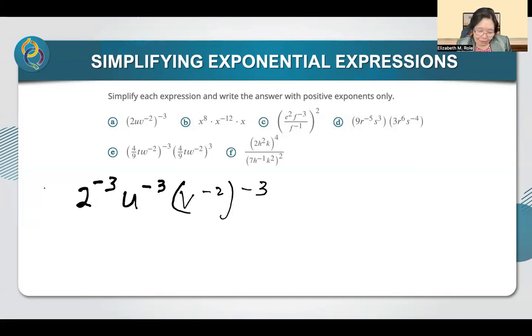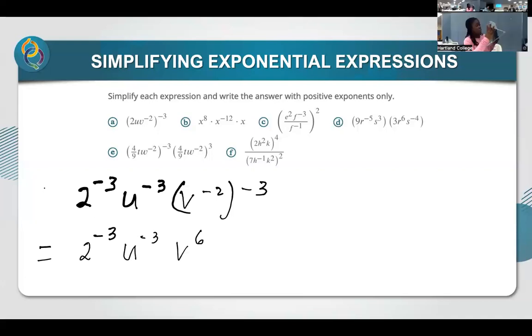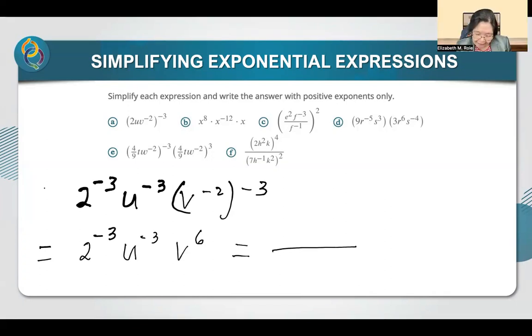So you'll now have 2 to the negative 3, u to the negative 3, but v to the negative 2 raised to the negative 3 is v to the 6. That's why I'm hearing one of you say there is a v to the positive 6. Then what did we say? If you have a negative power, you take it and put it in the denominator, right?